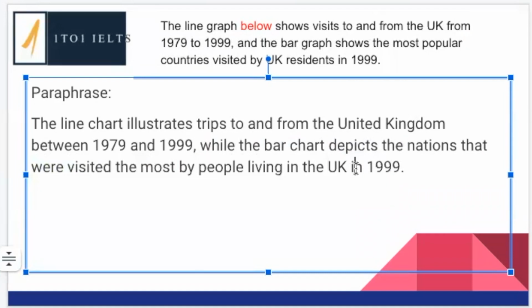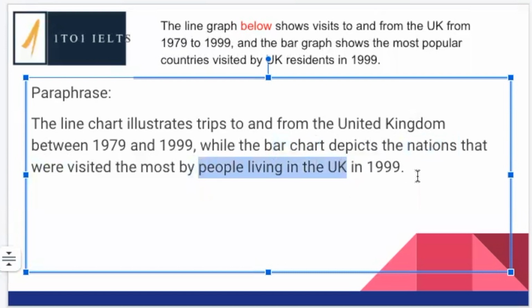In 1999 is in 1999. Cannot really be changed. So by doing it this way, we did quite a lot of structure changing. So the first one we looked at, we said, okay, we can't really change the structure. So if you can't change the structure, don't worry about it. But if it is possible to change structure, that should be the first thing in your mind while paraphrasing. And then after the structure is changed, then you look at easy words to paraphrase, like nations, bar chart, UK residents, people living in the UK.